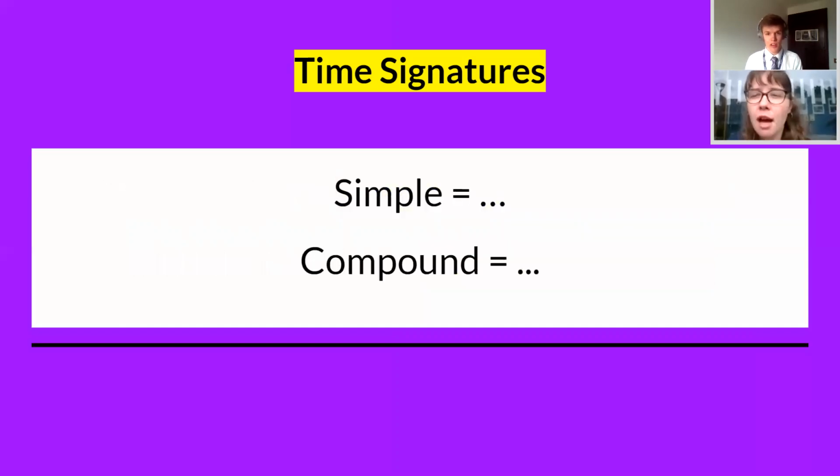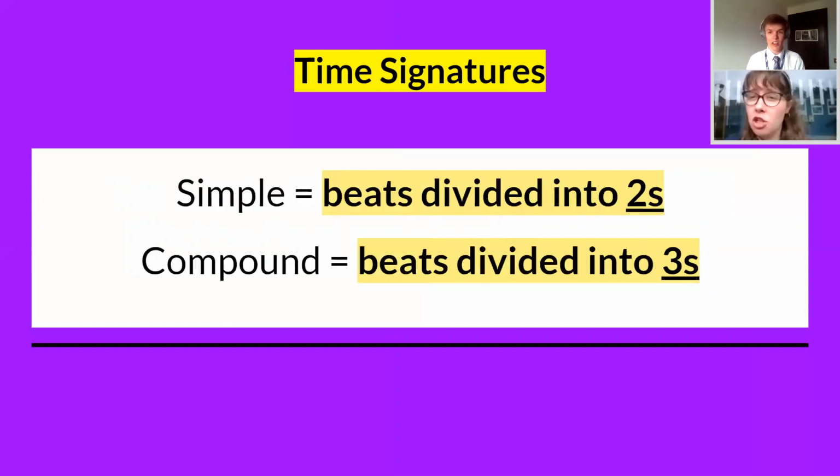So we have two types of time signature. We have simple and compound. Now try and think what's the difference. It's something to do with how the beats can be split up. So have a second to think about that. Simple is when the beats can be divided into twos. So that's things in 2 or 4.